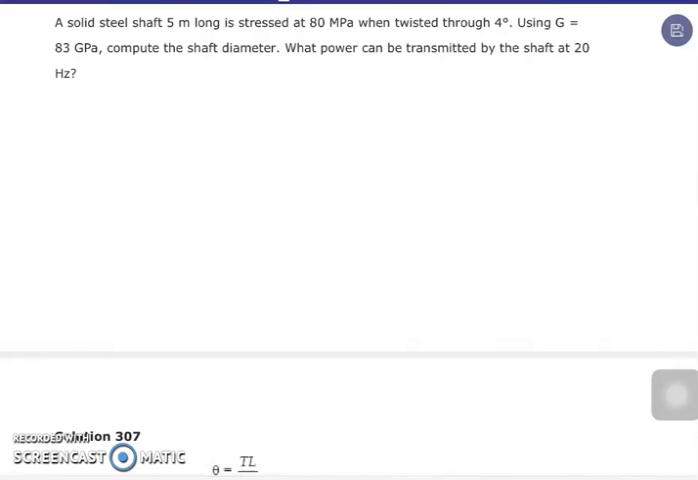The second problem: a solid steel shaft 5 meters long is stressed at 80 megapascal when twisted through 4 degrees. Using G, which is 83 gigapascal, compute the shaft diameter. What power can be transmitted by the shaft at 20 Hertz? So that's the problem.